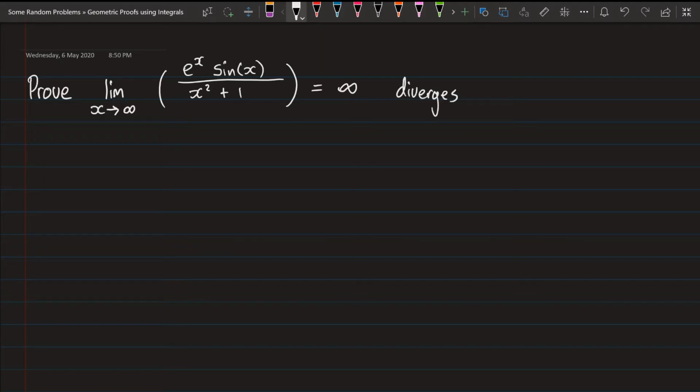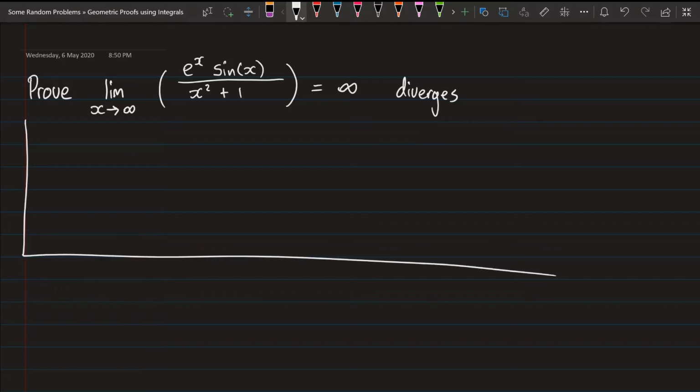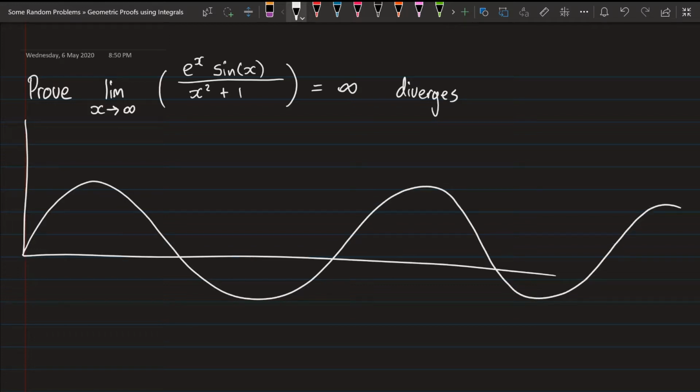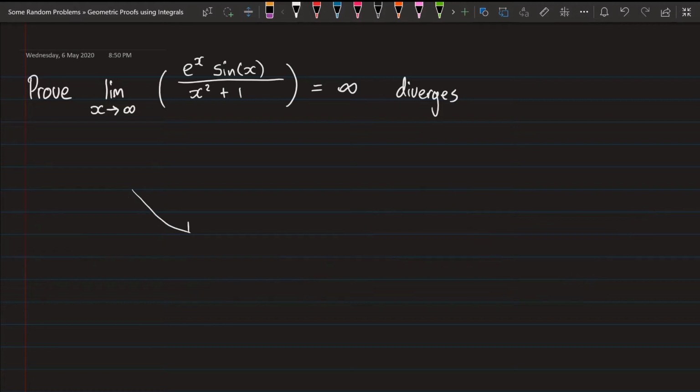And straight away you notice we have something alternating here: the sine function. That is an alternating sequence of some sort because it ranges from the positive real numbers to the negative real numbers forever. So for example, if we were to look at the function sine of x by itself, we get this wavy function forever. So as we tend to infinity, there's no true limit. So right away we know that this limit must diverge.